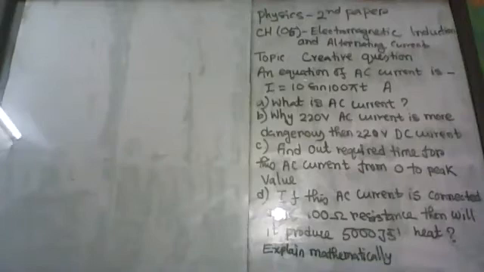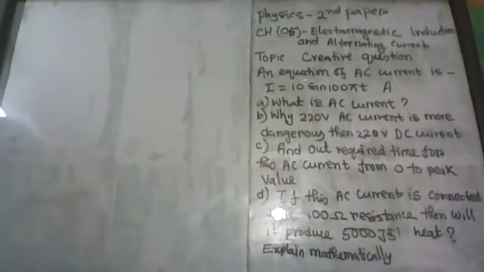Question number A: What is called AC current? Question number B is a very familiar question: why is 220 volt AC current more dangerous than 220 volt DC current? Question number C: find out the required time for this AC current to reach from 0 to peak value.